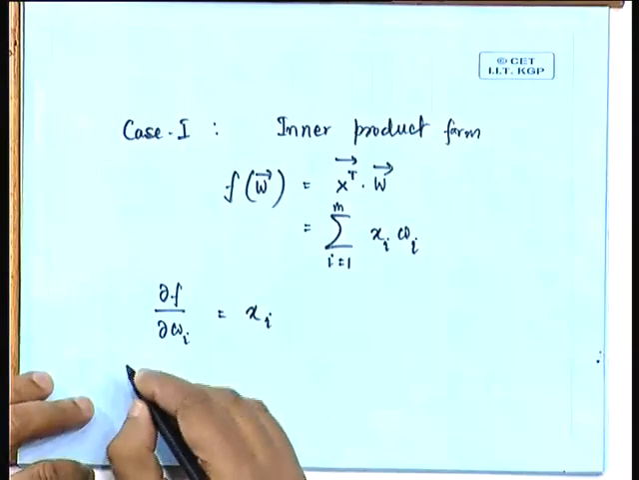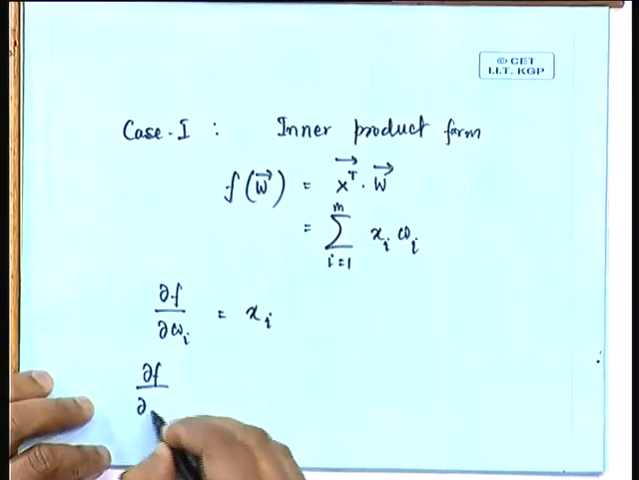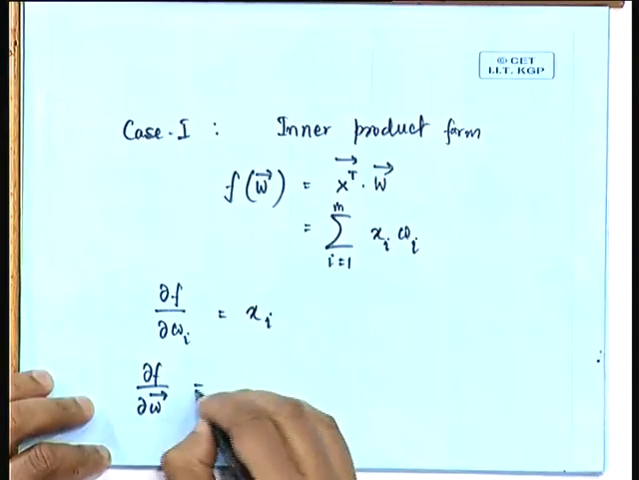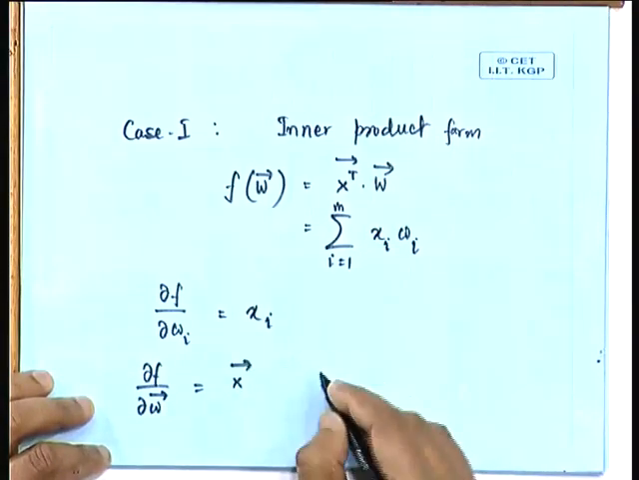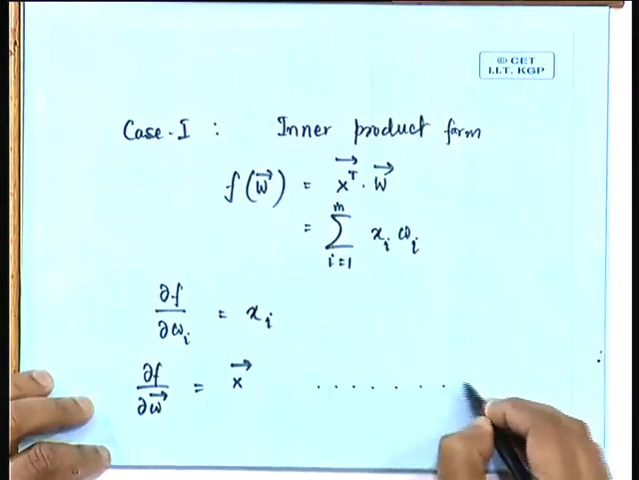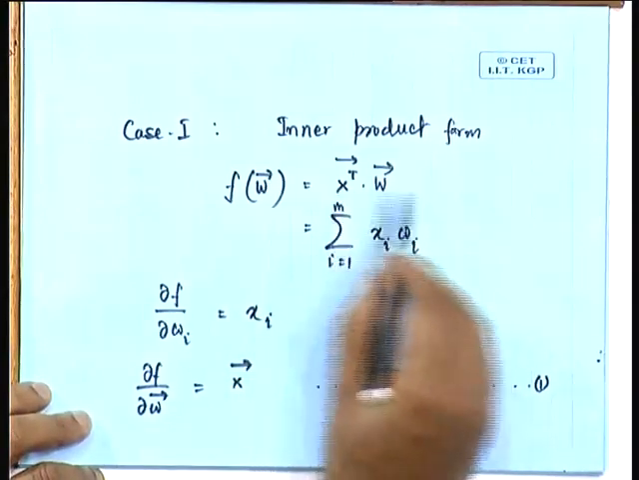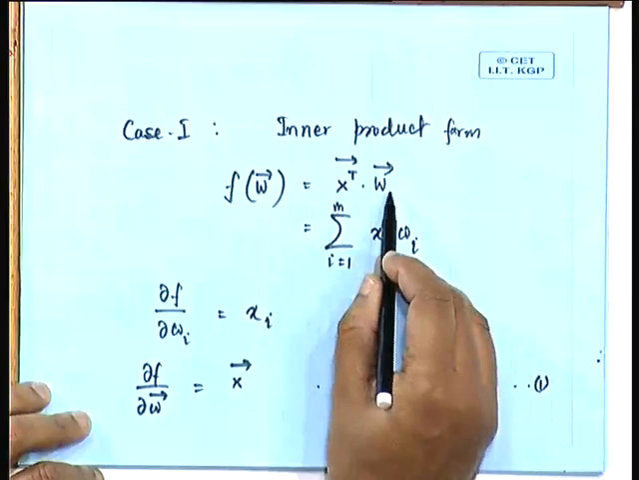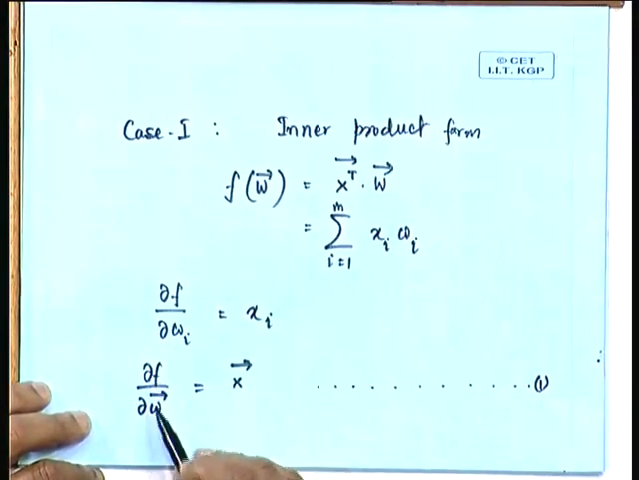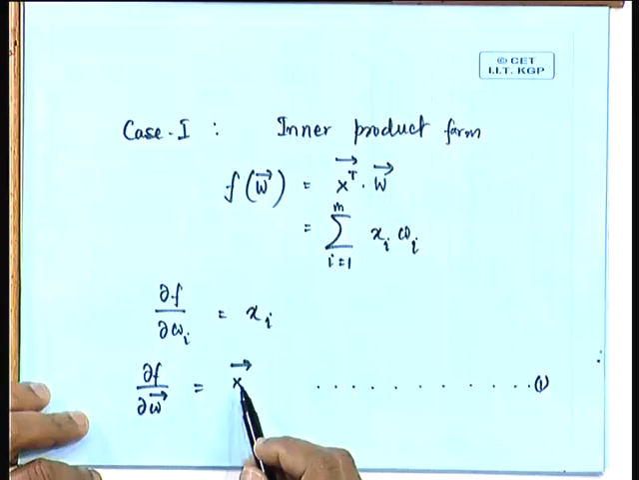So, that is why if I take ∂f/∂w vector, that itself will mean that it is x vector. Okay. So, this is a very important relation that we need to remember. That is to say, when the function is expressible as x transpose w, in that case the derivative of that function becomes simply the x vector. Okay. So, we will be directly making use of this ∂f/∂w definition. All right.